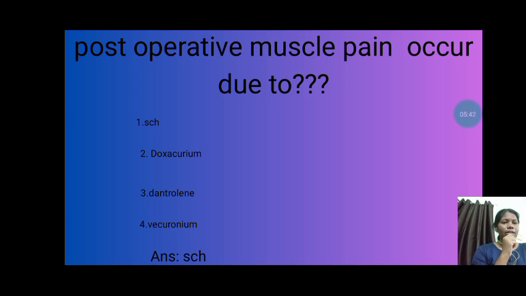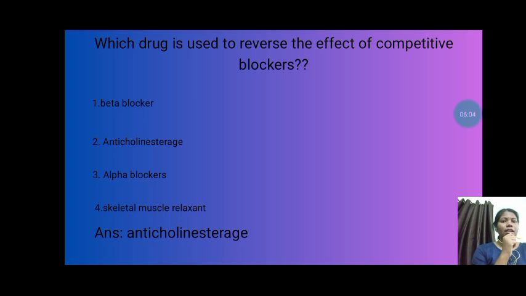Post-operative muscle pain occurs due to: succinylcholine, doxacurium, dantrolene, vecuronium. Previously, I told you that post-operative muscle pain occurs due to succinylcholine, which is a partial NM receptor agonist. That's why post-operative muscle pain occurs after a skeletal muscle relaxant dose. Which drug is used to reverse the effect of a competitive blocker? Competitive blockers mainly bind to the NM receptor. So anticholinesterase is the drug of choice to reverse the competitive blocker.